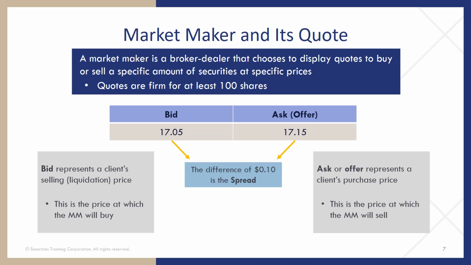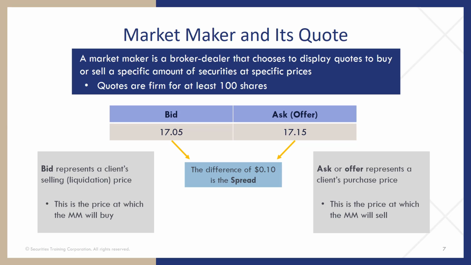Conversely, if a client bought stock from a brokerage firm, the market maker would sell the stock at $17.15. So the spread represents the profitability of the market making firm or the market maker, not the individual salesperson. And what if the client actually paid $17.20? That 5-cent differential between $17.15 and $17.20 would be the markup. So markup and markdown are in addition to the spread.